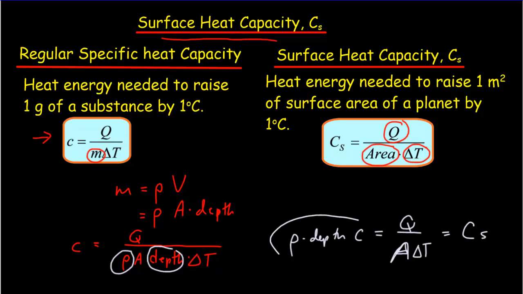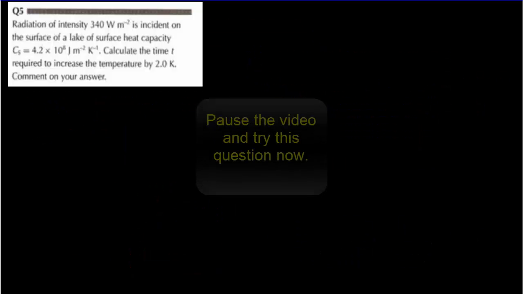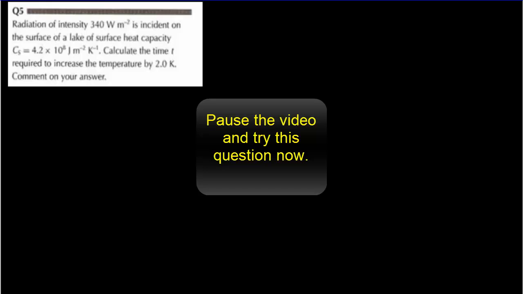So if I take my regular specific heat capacity, multiply it by the density and the depth, I'll get the surface heat capacity. Let's try one question involving the surface heat capacity. Read over the question, try it yourself, and then come back for the answer.